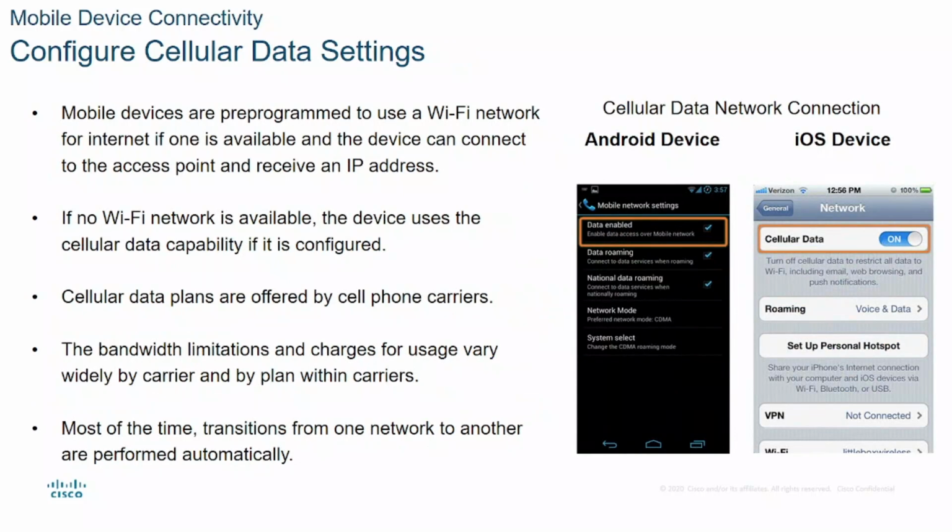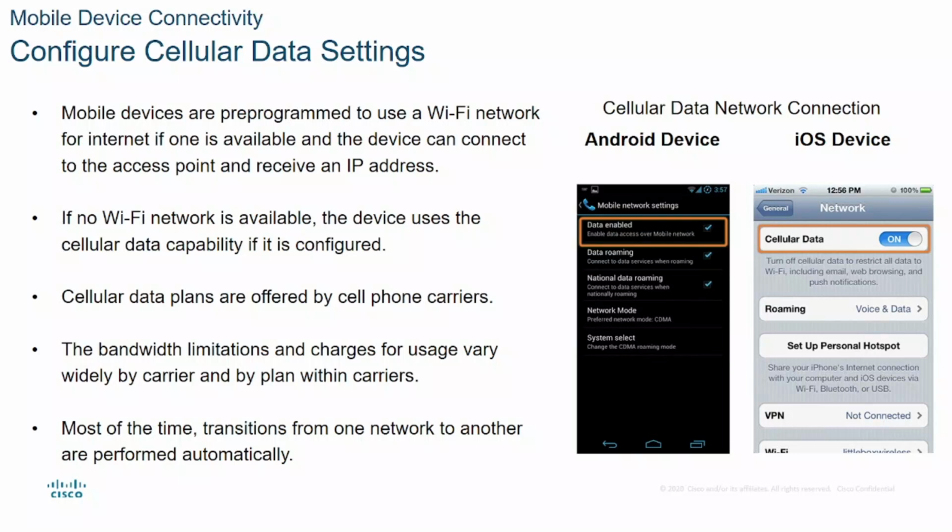So mobile devices are programmed to use a Wi-Fi network for internet if one is available and a device can connect to the access point and receive an IP address. So if no Wi-Fi network is available, the device uses the cellular data capability if it was configured. So once your Wi-Fi is off, there's no Wi-Fi available, automatically your data turns on.